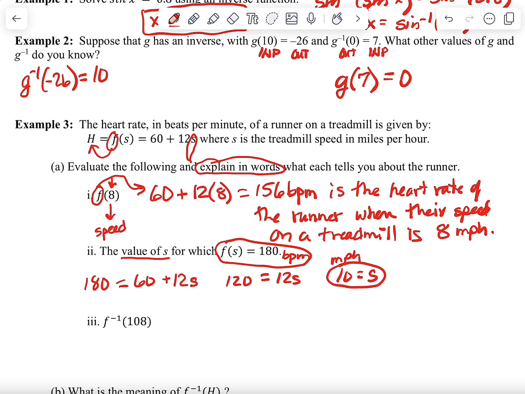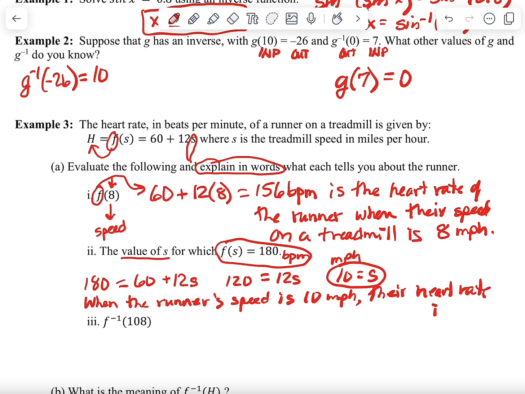So we just need to write a sentence something like, when the runner's speed is 10 miles per hour, their heart rate is 180 beats per minute. We can say this a couple of different ways, but I'll start with this one. Now, you could say it equally well by saying when their heart rate is 180 beats per minute, their speed is 10. But it sounds a little more like cause and effect. The first thing that literally happens is they start running at that speed, and then their heart rate goes up to 180. So it makes a little more sense to say it in that direction, I think.